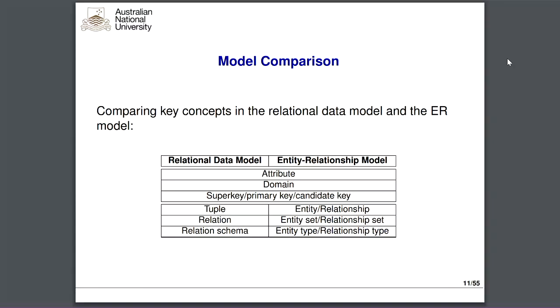All right, so in this comparison, each of these models has attribute, domain, and super key as important information. The tuples become the entities and relationships, and the relation is an entity set or relationship set. The relational schema, the whole table, becomes the entity type or relationship type. Okay, so that's the model comparison.